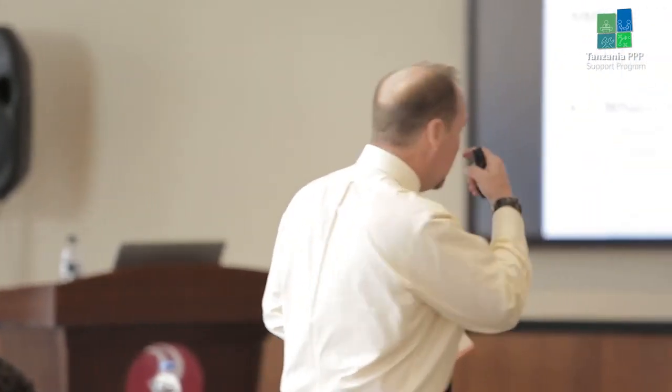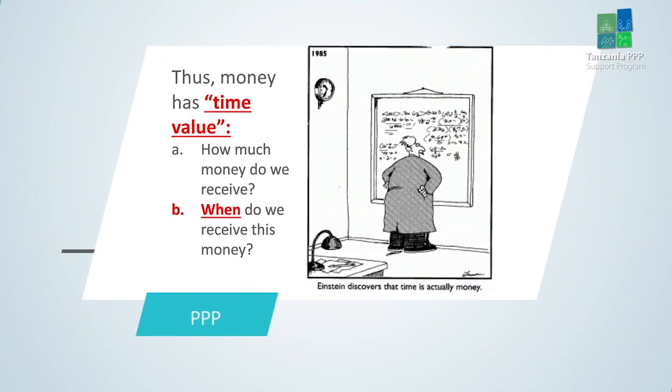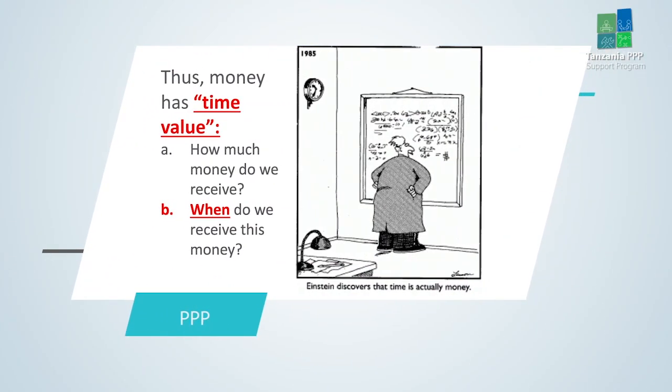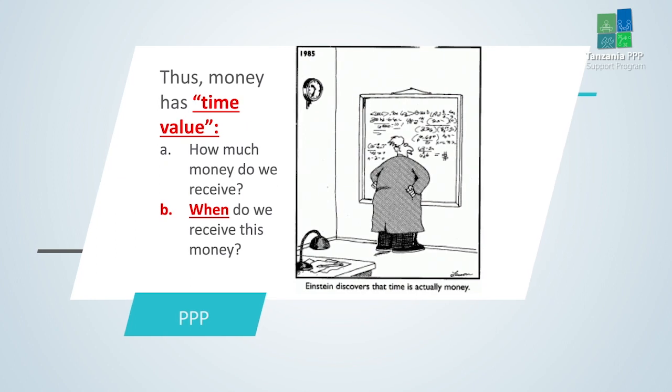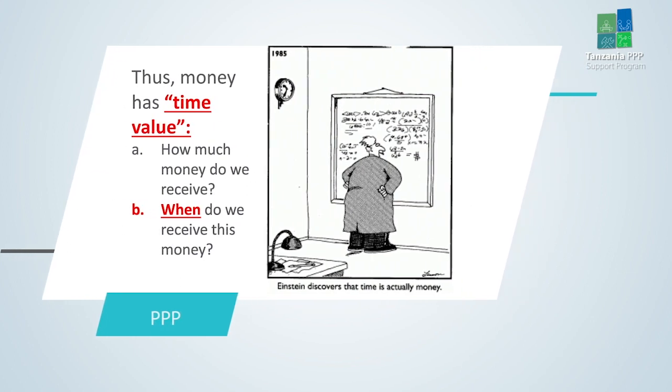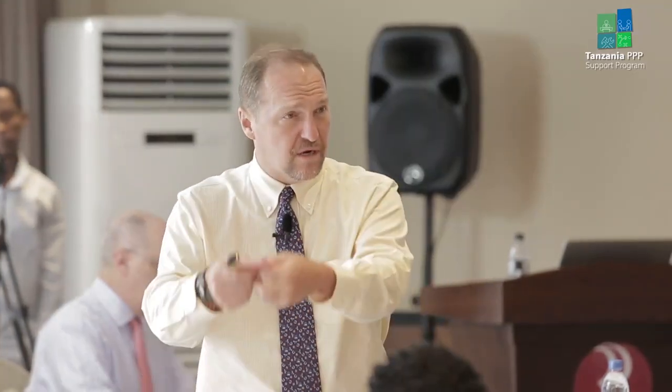So that's the effect of the time value plus, in this case, the interest rate. So we say that money has time value. When we're doing these financial analyses and models, we're not only thinking about how much money the project will earn, or how much money it will cost to build the project. Instead, we're asking not just how much, but when is that happening?